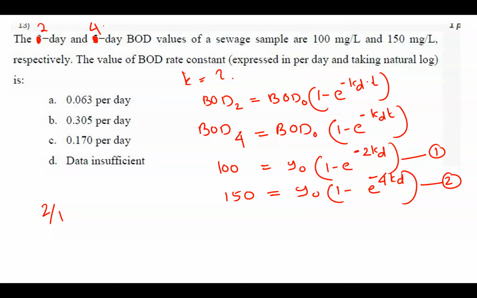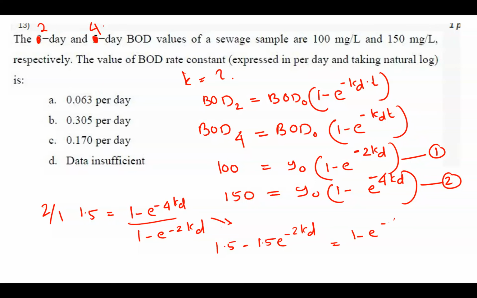Okay, you guys have reached there. So 1.5 equals minus e raised to minus 4 kd divided by 1 minus e raised to minus 2 kd. So it is like 1.5 minus 1.5 e raised to minus 2 kd equal to 1 minus e raised to minus 4 kd.